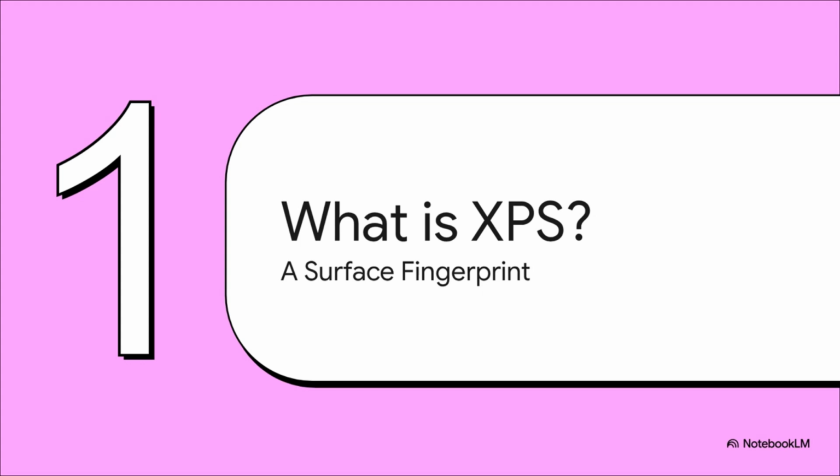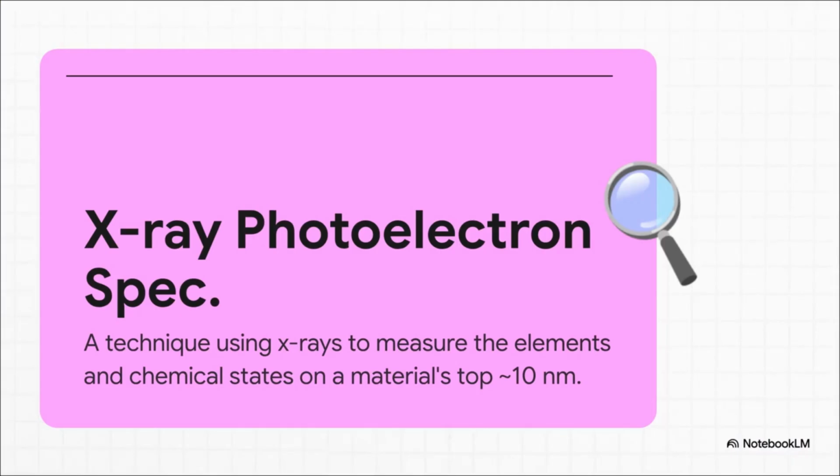What exactly is this technique? How does it let us read the chemical story written on a surface? Okay, so at its core, XPS really answers two super important questions. The first one is, what is on the surface? It can literally identify almost every element in the periodic table except for hydrogen and helium.